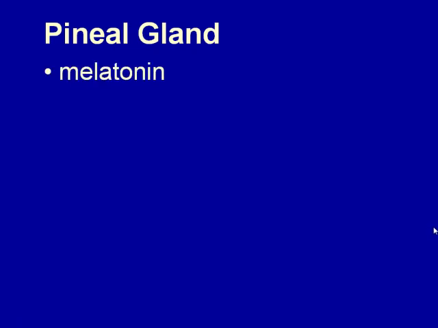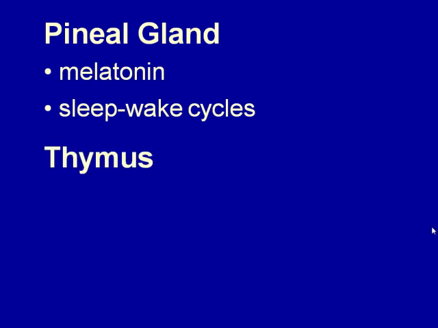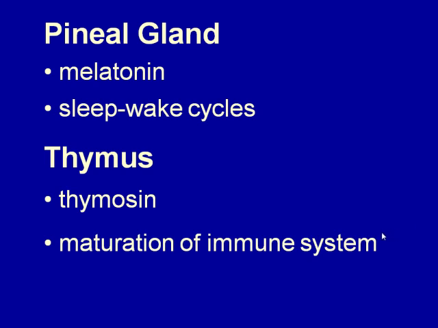The pineal gland is a little gland in the brain that secretes the hormone melatonin. We're not totally sure what this hormone does, but it seems to play a role in our sleep-wake cycles. And the thymus is a gland located in the mediastinum between the lungs. It secretes a group of hormones known as thymosins that are involved in maturing the immune system. Now, the thymus is relatively large in children, but atrophies in adults. So apparently this gland's function is necessary in childhood, but not so much in adulthood.